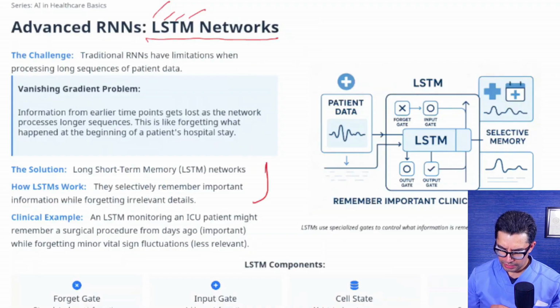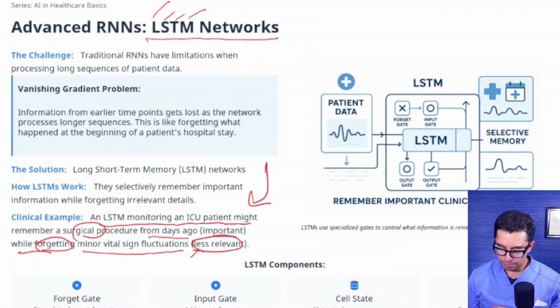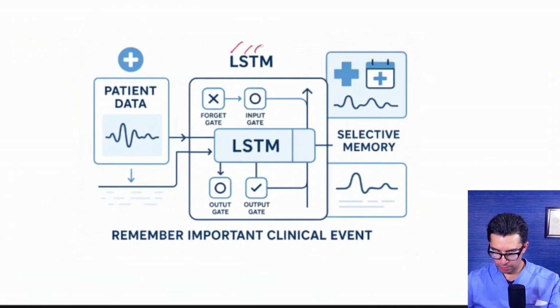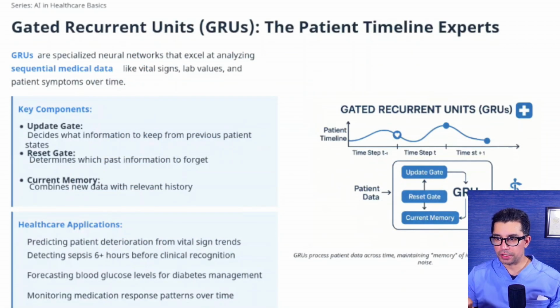And let's take an example over here. An LSTM monitoring an ICU patient might remember a surgical procedure from days ago, which is important, while forgetting minor vital sign fluctuations. We don't need to worry about the less important stuff that might even be normal variation. So for long short-term memory, you have the patient data, you have the forget gate, output gate, input gate, and you have selective memory, that is the important memory. So next we have gated recurrent units.